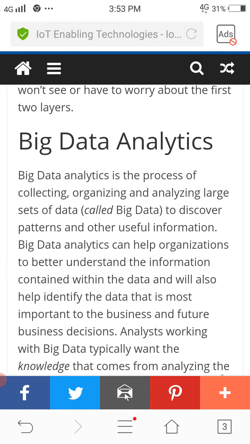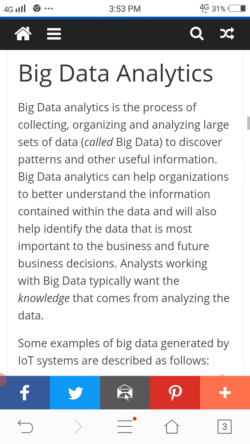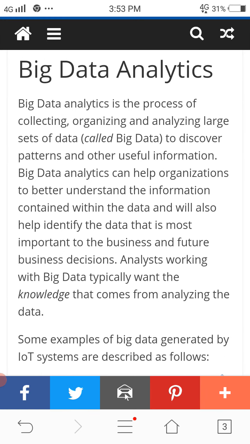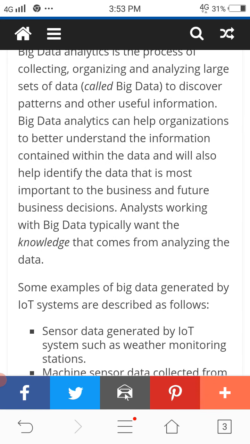Next is big data analytics. Big data analytics is the process of collecting, organizing, and analyzing large sets of data called big data to discover patterns and other useful information. Big data analytics can help organizations better understand the information contained within the data and also help identify the data that is most important to the business and future business decisions.